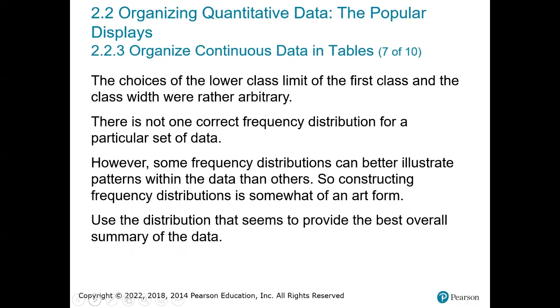However, some frequency distributions can better illustrate patterns within the data than others. So you may have to tweak it a little bit. Maybe you have too few bars and you need to add a few more. It's a little bit of give and take. You want to make sure you have enough bars, but you don't want to have too many. But you also don't want to have too few, because then it's not going to show really how your data is working. So use what you think looks the best, with a decent amount of bars.